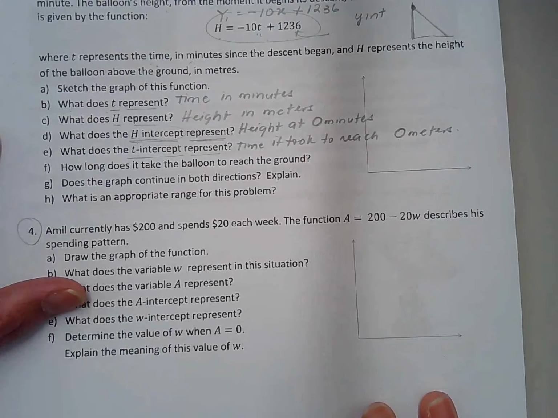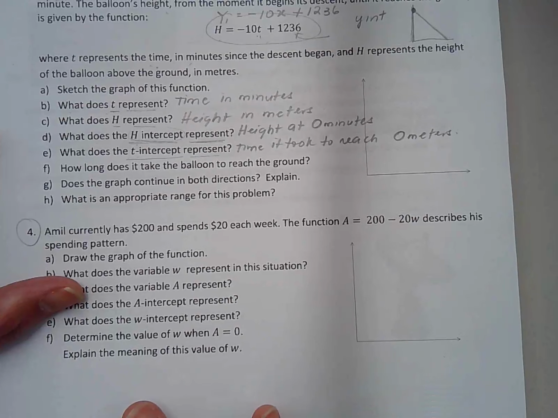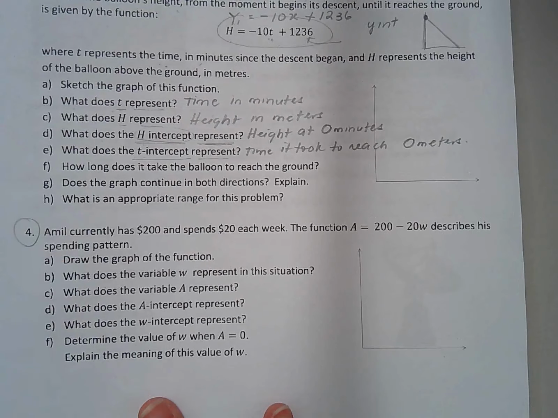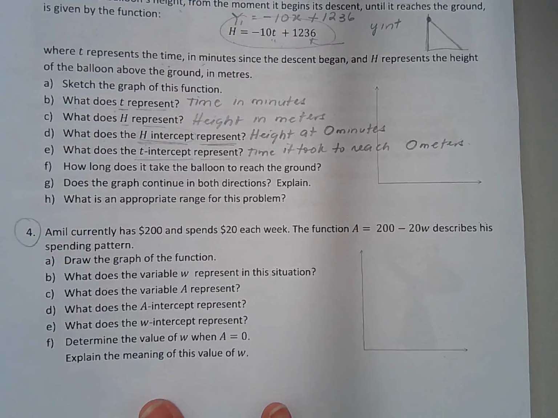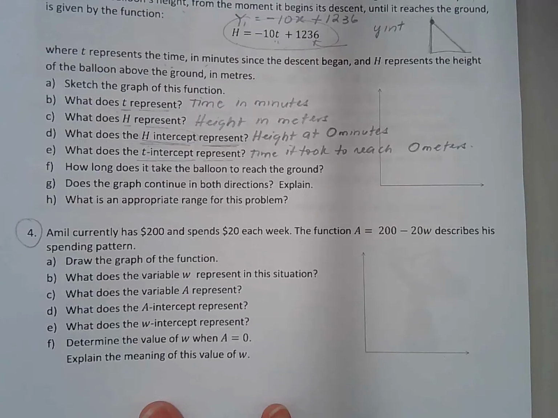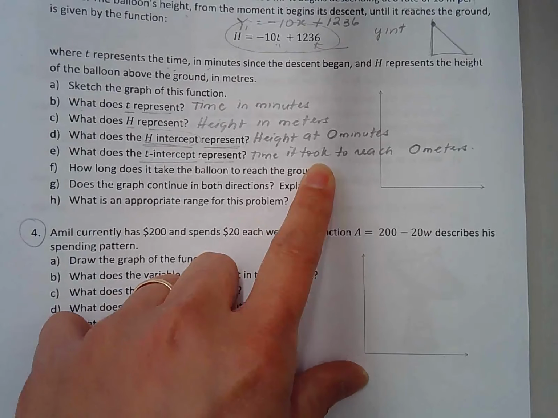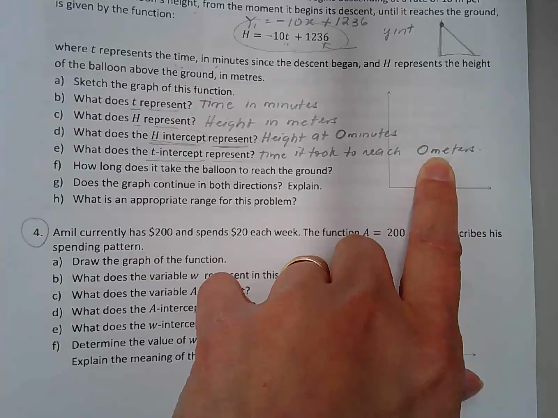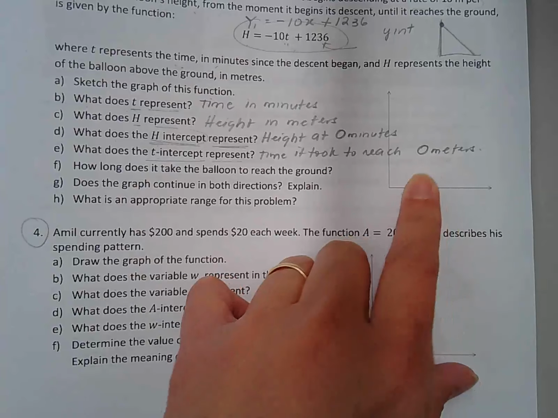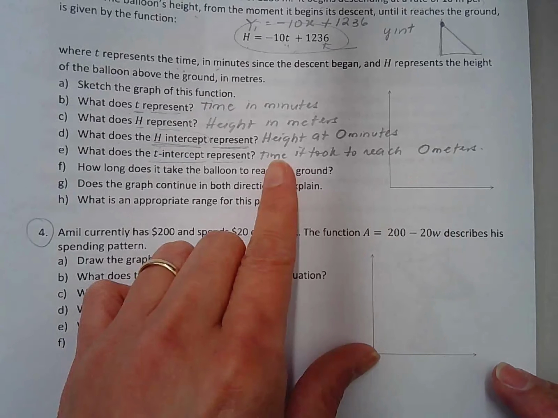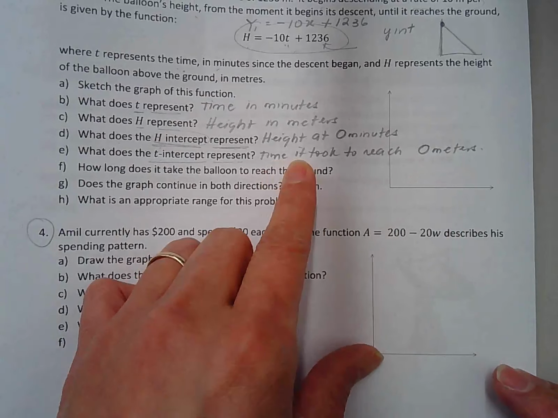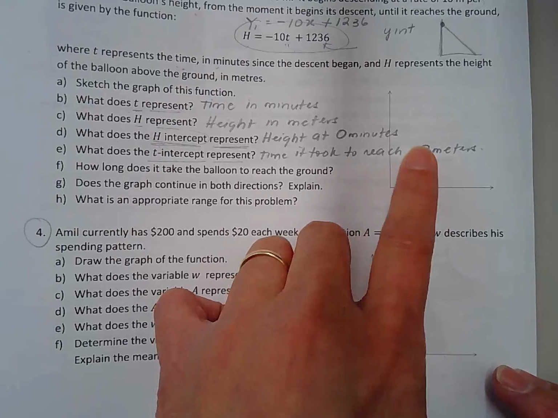You can also just say time at 0 meters. Yes, you could say that. Or you can say the time it took the balloon to reach the ground. So that's another possibility too. The time the balloon took to reach the ground, because when it's on the ground it's 0 meters. So the t-intercept represents the time that the balloon took to reach 0 meters, which is the ground.